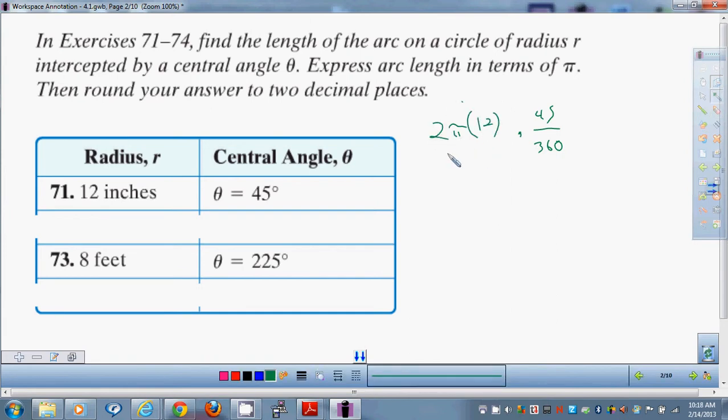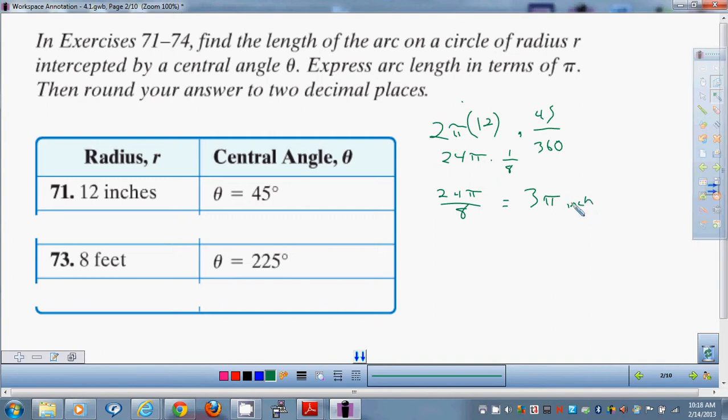It's 2 pi r. The radius is 12. That's what I should have written. So 24 pi, times 45 over 360. Does that reduce to what? I believe it's 1/8. So that's 24 pi over 8. How does that reduce? 3 pi. So the length of our arc is 3 pi inches.